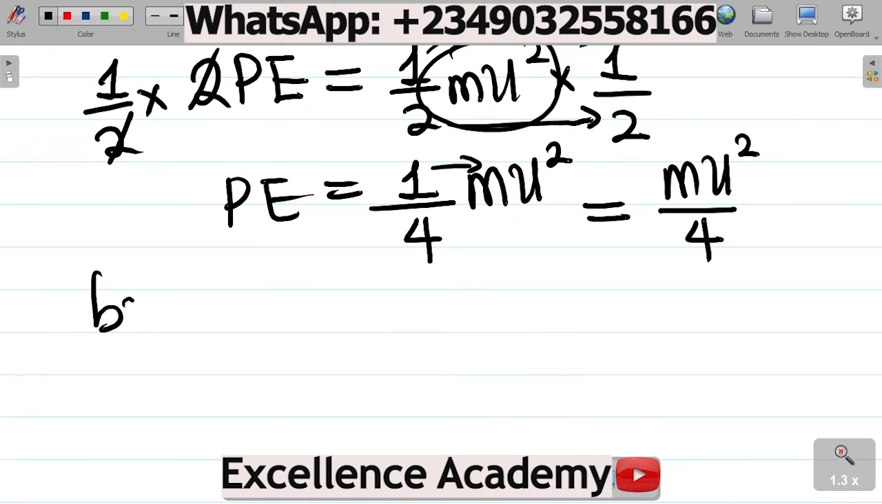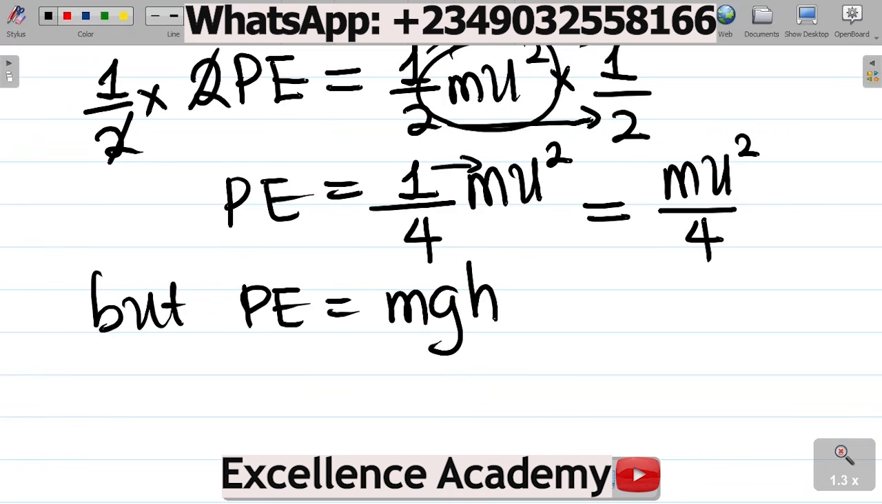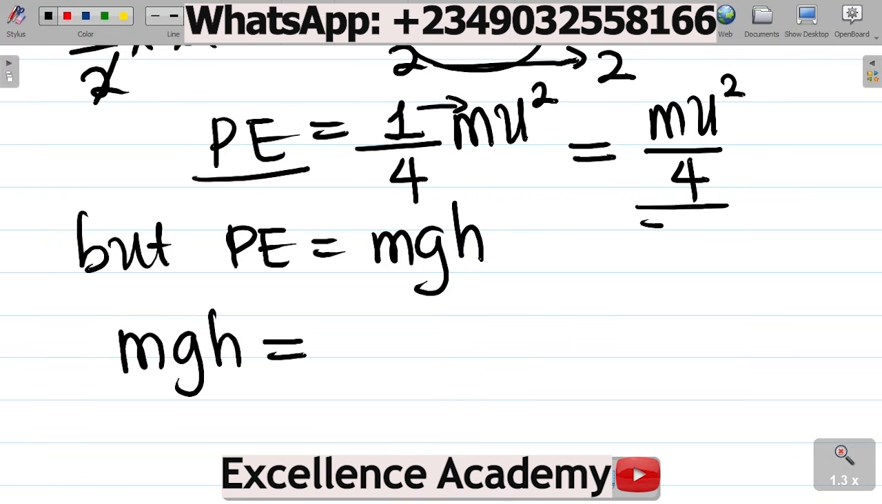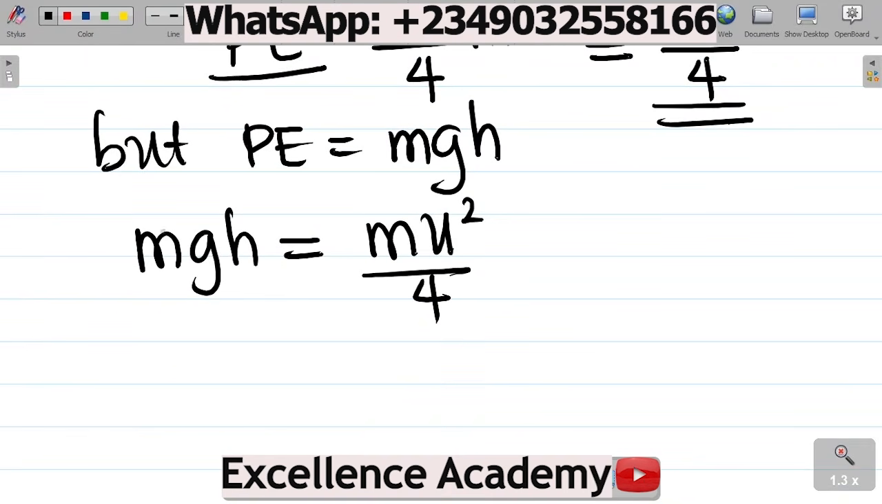But let's record that the formula of potential energy is equal to mass times gravity times height. Now, with that being said, let's replace this one here by that. So potential energy there becomes mass times gravity times height. This is equal to what I have here, mu squared all over 4. We have m on both sides, so this will cancel this. To eliminate g, just simply divide here by g. Of course, divide this by g.